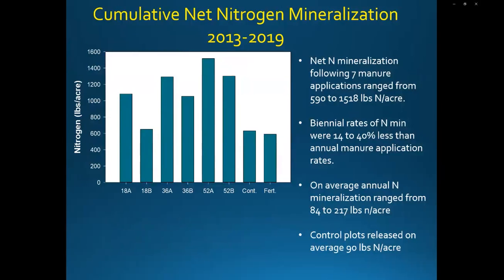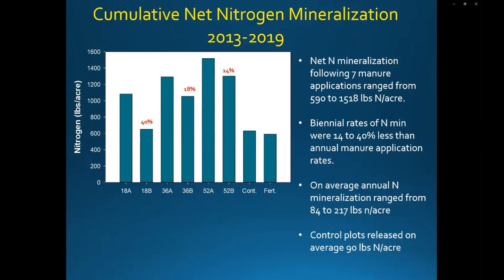So we looked at the cumulative net nitrogen mineralization over 2013 to 2019, following 7 years or 4 years of manure application. And we found that the net mineralization ranged from 590 to a little over 1,500 pounds of nitrogen per acre. So that's quite a bit of nitrogen being produced. And our biennial rates ranged between 14 and 40% less nitrogen mineralized than the annual rates. And it was interesting that at the low rates, there was a greater discrepancy between the annual and biennial in terms of how much nitrogen was mineralized over the season.